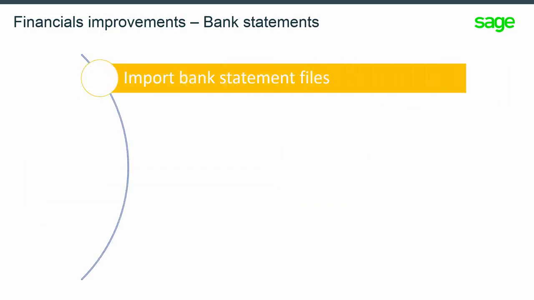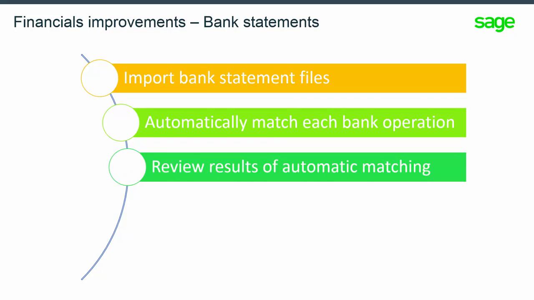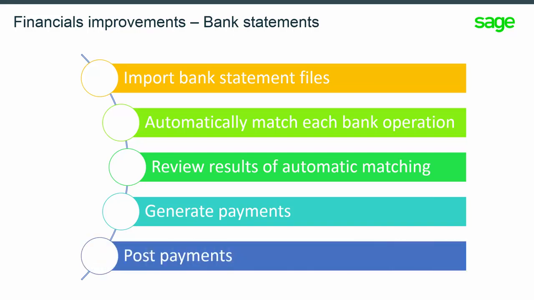For example, you can import the bank statement files using the MT940 as a standard format, but setup tools empower users to define additional formats. You can run a process to automatically match each bank operation in the statement to open items according to the user-defined search criteria. You can review the results of the automatic matching and process additional manual match entries if necessary. Then you generate payments after completion of the matching. You post the payments using the standard payment functions, the payment entry remittance generation.